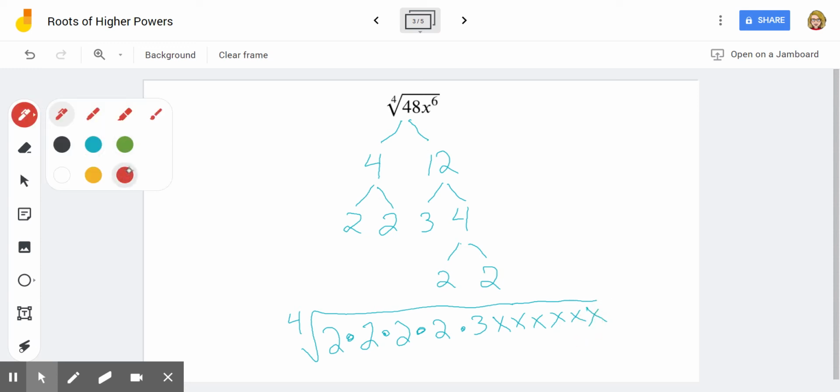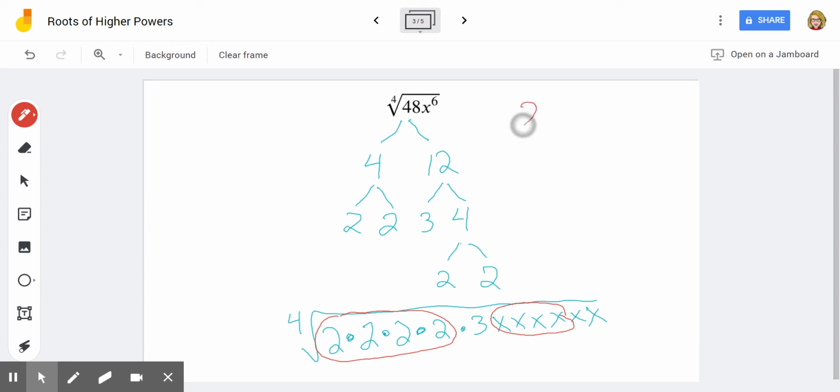And from here, I am going to circle my groups of 4. I know it's groups of 4 because my index is 4. Okay, so what gets to come out is I have one group of 2's, one group of x's, then I'll write the fourth root of 3x, and that would be my final answer.